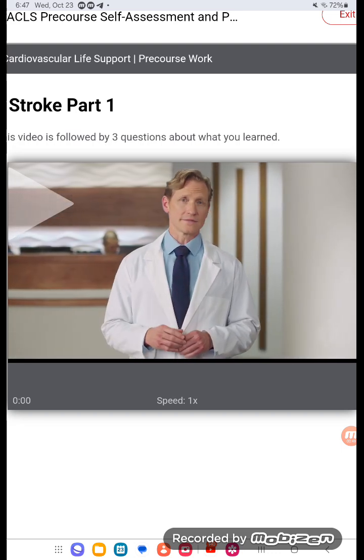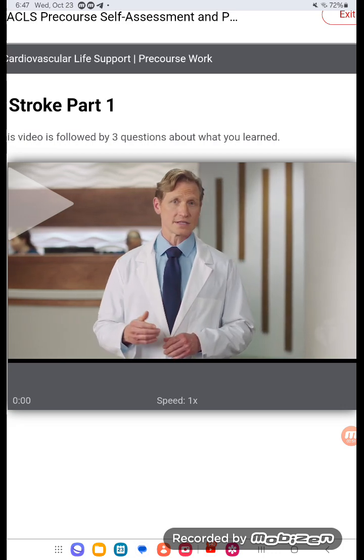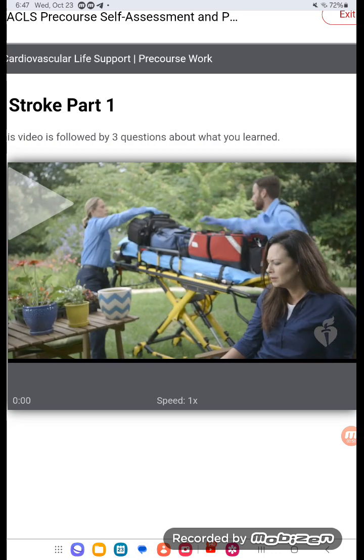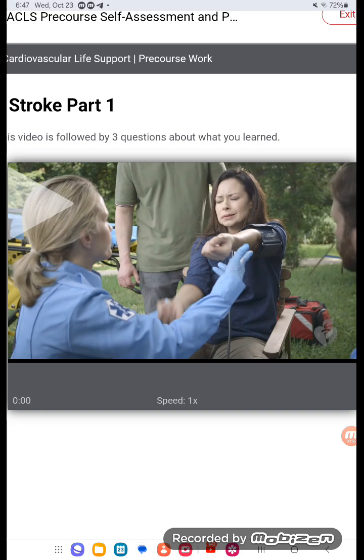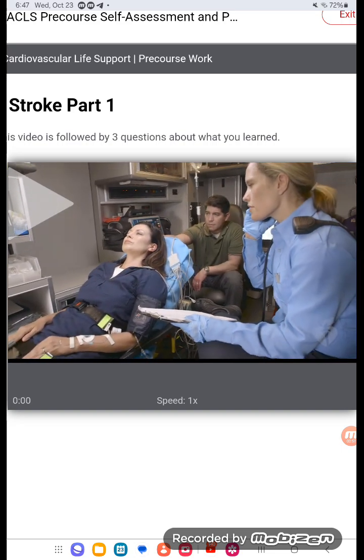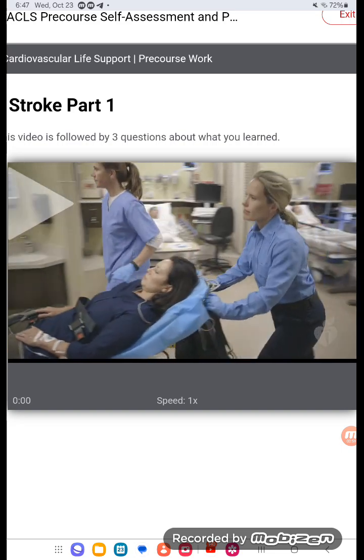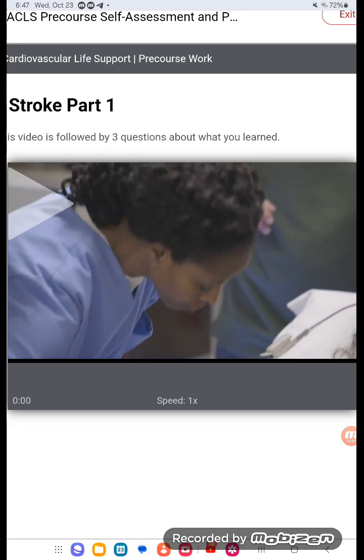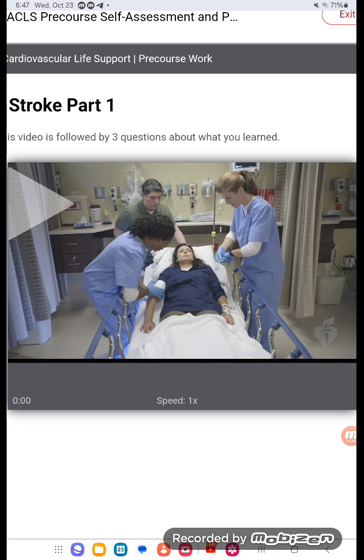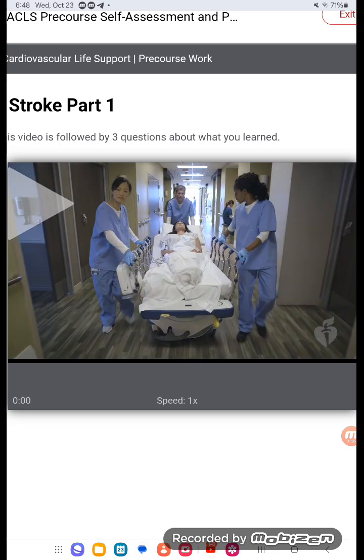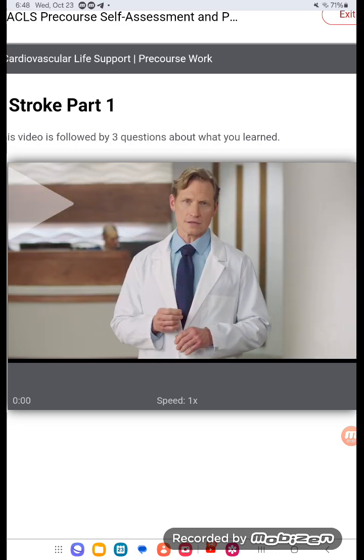Stroke is a leading cause of death and the number one cause of disability among adults in the United States. We're going to demonstrate how to quickly recognize the telltale symptoms of acute ischemic stroke and model how to respond promptly and with appropriate care and treatment. First, let's review the pathophysiology.